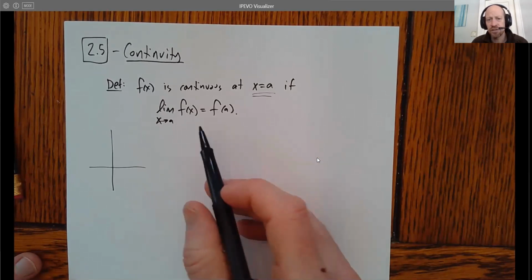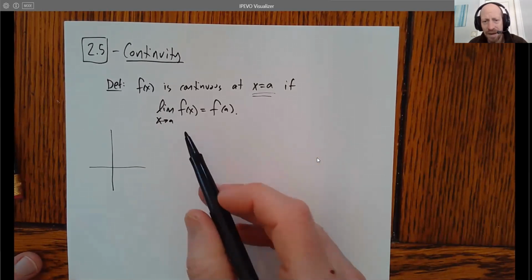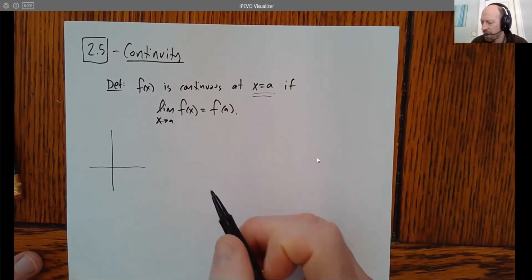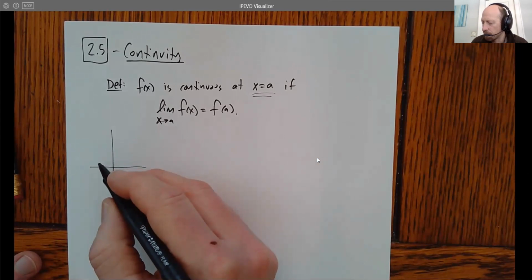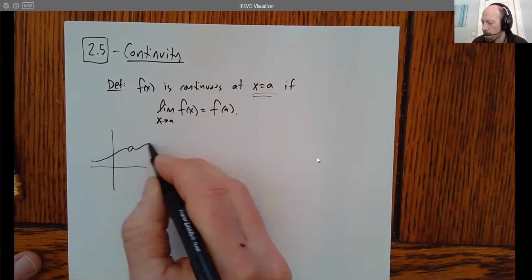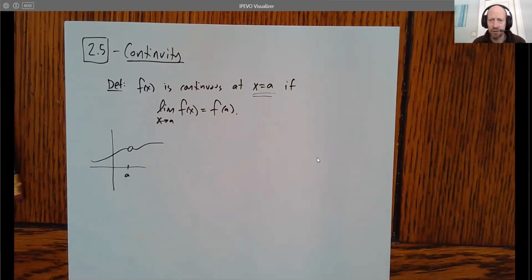And just to show you how this definition meets what we would expect about continuity, let's look at a couple of examples where a function fails to be continuous. So here's one example. Let's say I have a function like this that has a hole at a. I think we could all agree that that's not continuous, right? It has this gap in the function, so it's not what anyone would think of as being continuous.